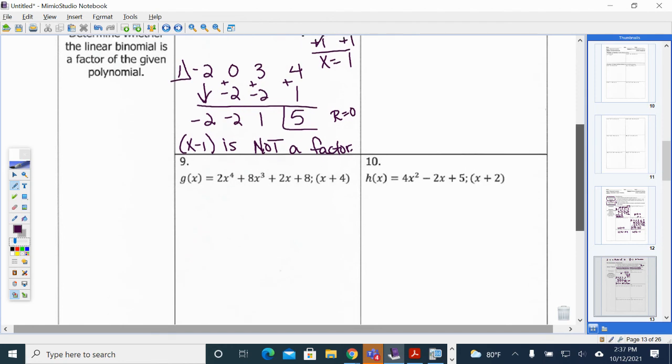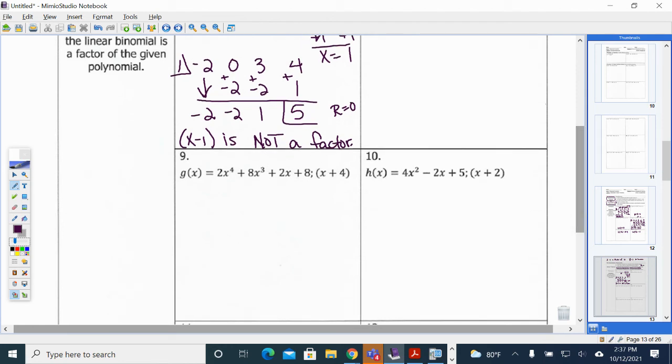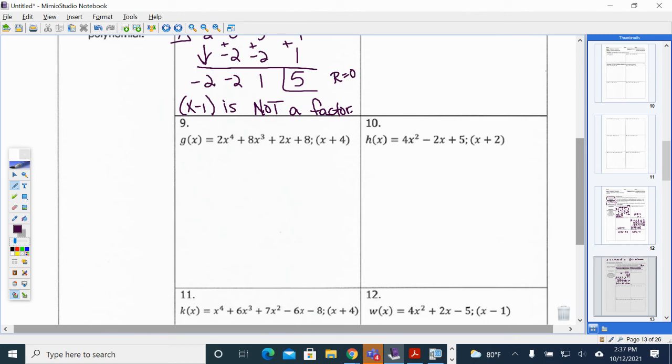We're going to jump down to number 9. G of x is equal to 2x to the fourth plus 8x cubed plus 2x plus 8. And our question is, is x plus 4 a factor? So take the x plus 4, set it equal to 0, and we get x equals negative 4. So we're going to use the negative 4. And do we have all of our terms? It looks like we're missing the x squared again. So the 2 for the x to the 4th, 8x cubed, 0x squared, 2x, and 8.